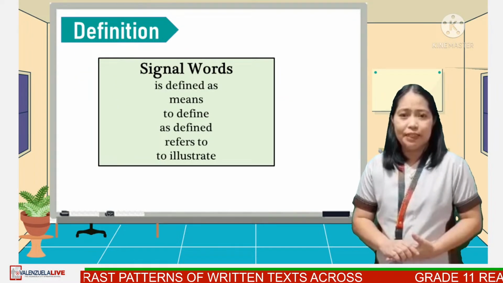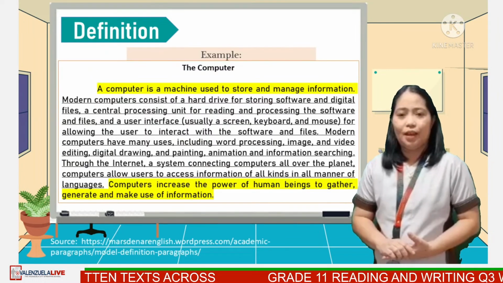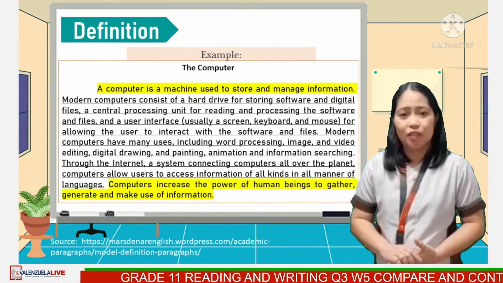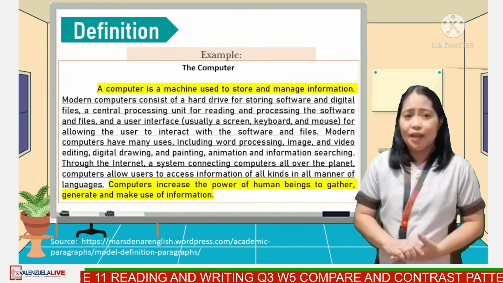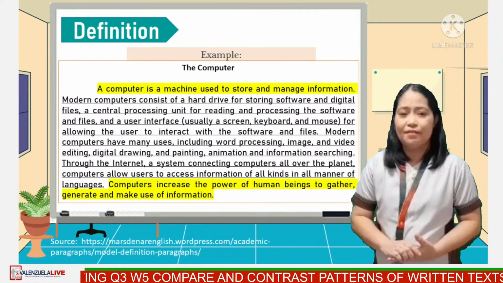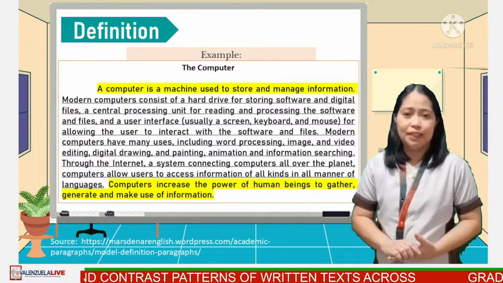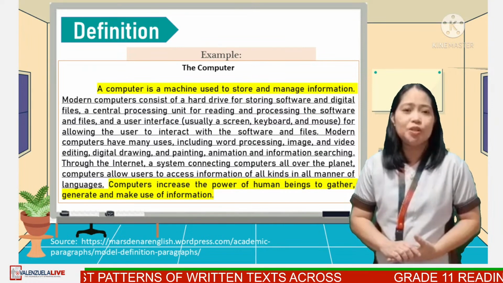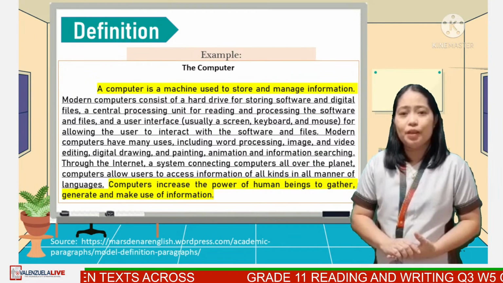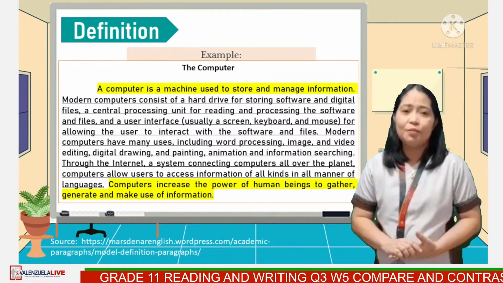These are the signal words that a writer may use in developing ideas. Look at the following example. The topic sentence identifies the subject of your paragraph, and in a definition paragraph, you may choose to do that by providing a dictionary definition. The underlined sentences are the supporting details that highlight the features and uses of computers. And lastly, the writer concluded the paragraph by pointing out the benefits human beings can get from computers.